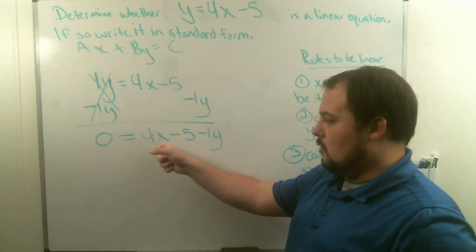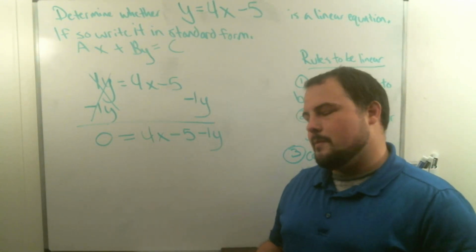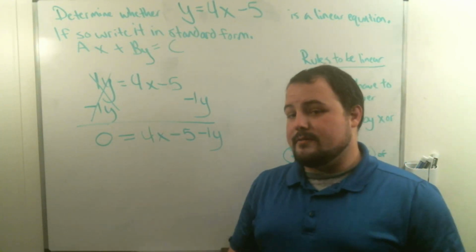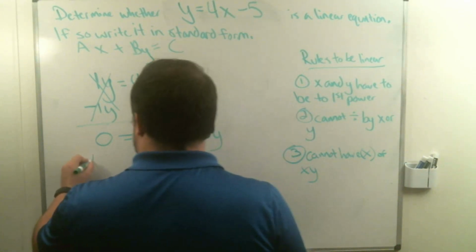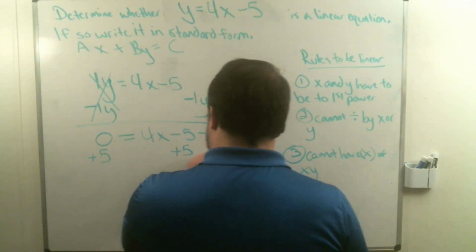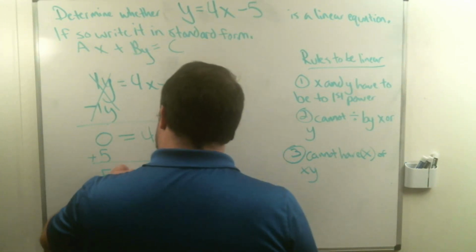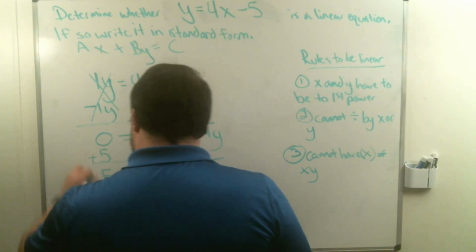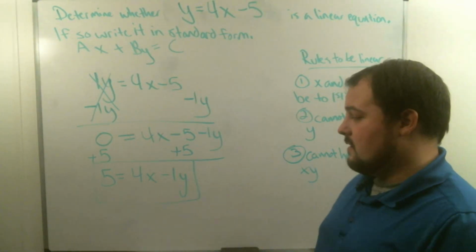The only thing is, you're only allowed to have x and y on the same side in standard form. So in that case, we want to get rid of this minus 5. To get rid of a minus 5, we add 5. If we add 5 to one side, we add 5 to the other. 0 plus 5, that's 5. We have 5 equals 4x minus 1y. And that's our answer in standard form, which means this, in fact, is a linear equation.